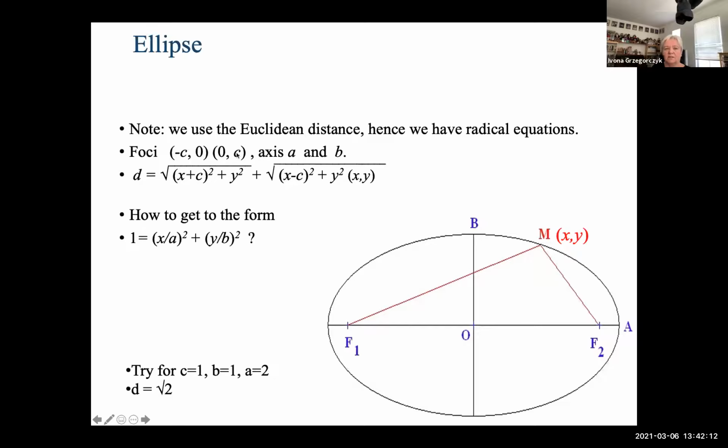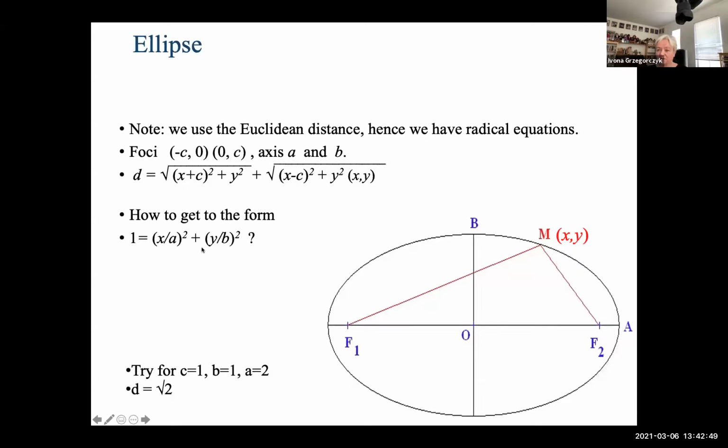So this is the Euclidean distance formula for this distance. This is the Euclidean distance formula for this distance. And I want this to be equal to d. And if you look at this equation, you say, wow, there is a problem. This is not what I teach my students to be an ellipse, because an ellipse looks like x over a squared plus y over b squared equals 1. So the first question is, okay, could that be put in this form?